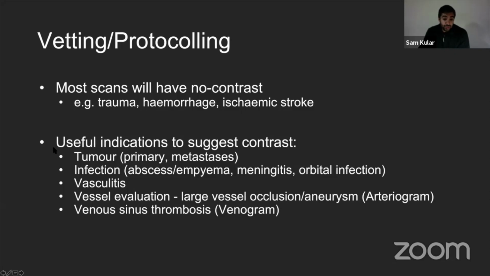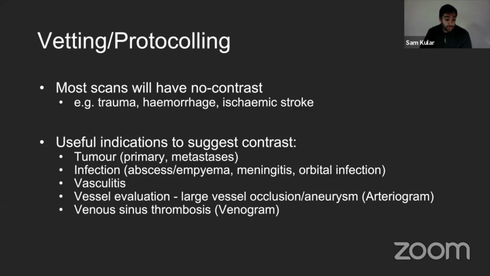Some indications to do contrast: we may use it for tumours in the acute setting, infection to pick up any abscesses, any settings of vasculitis where we may see any vascular abnormalities. And as we've seen already with the aneurysms, we can use CT angiograms in the arterial phase, where we scan when the contrast is running through the arteries to detect any aneurysms or any large vessel occlusions in cases of stroke, where we can see a clot blocking the vessel.